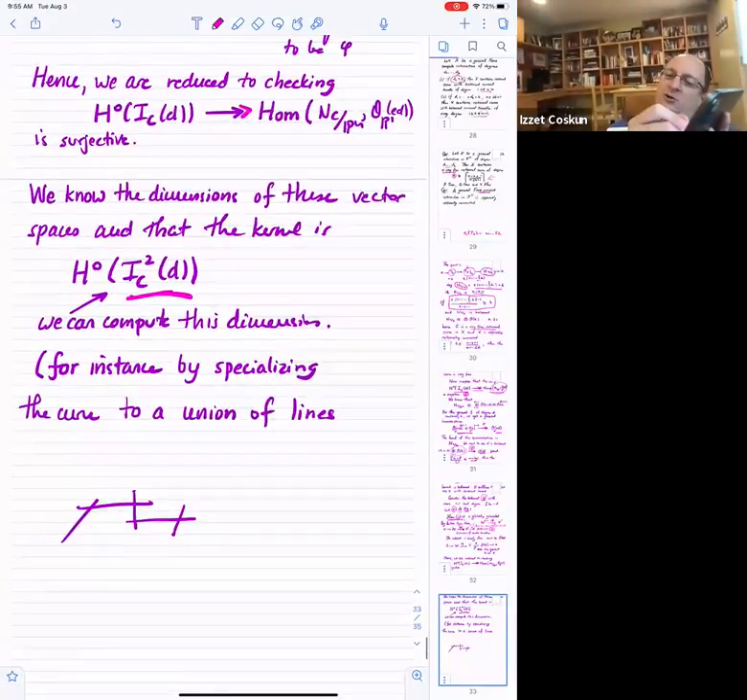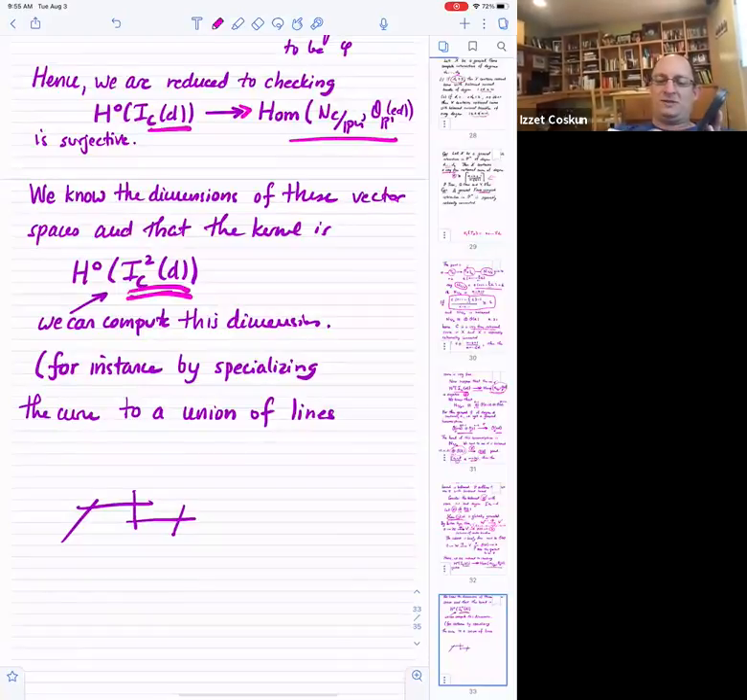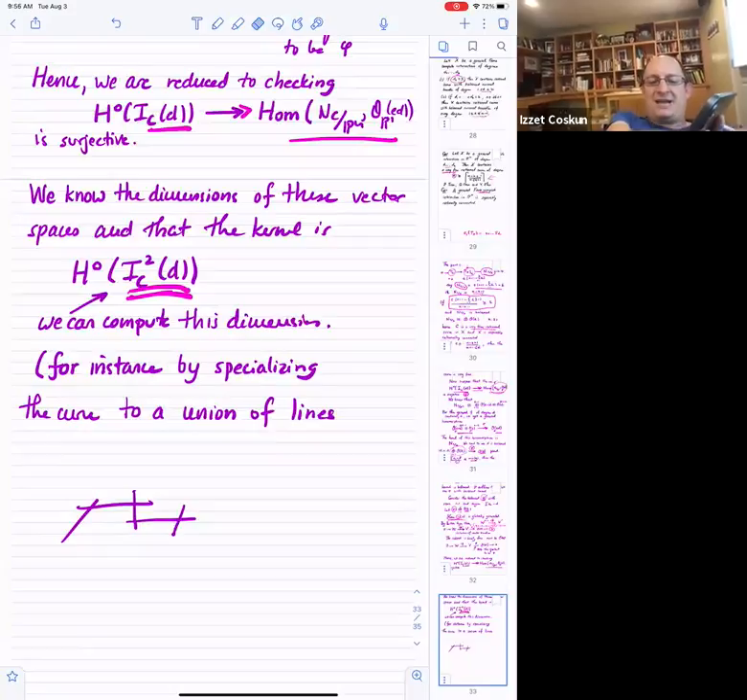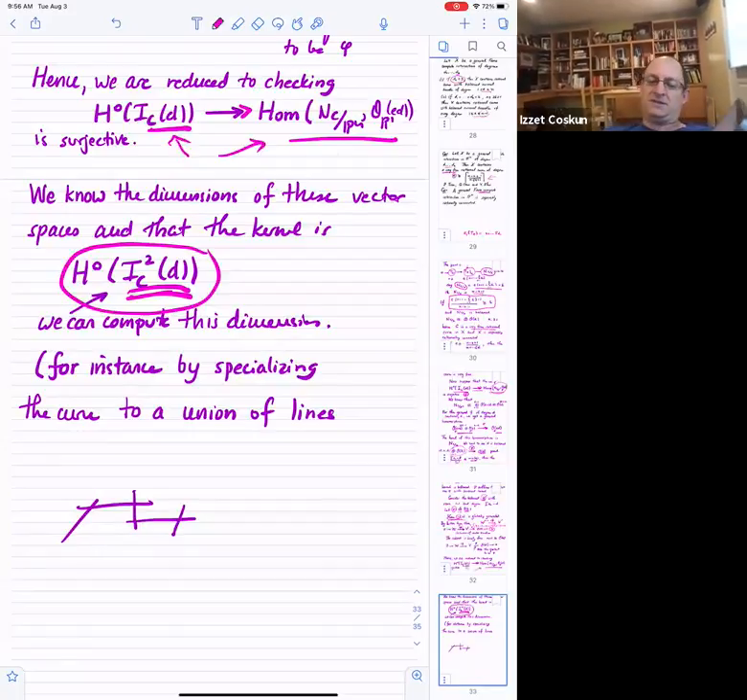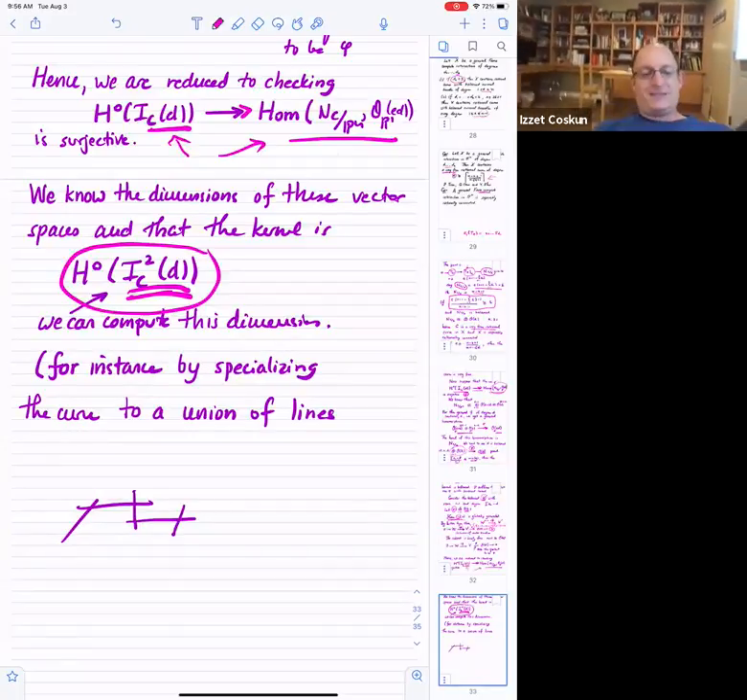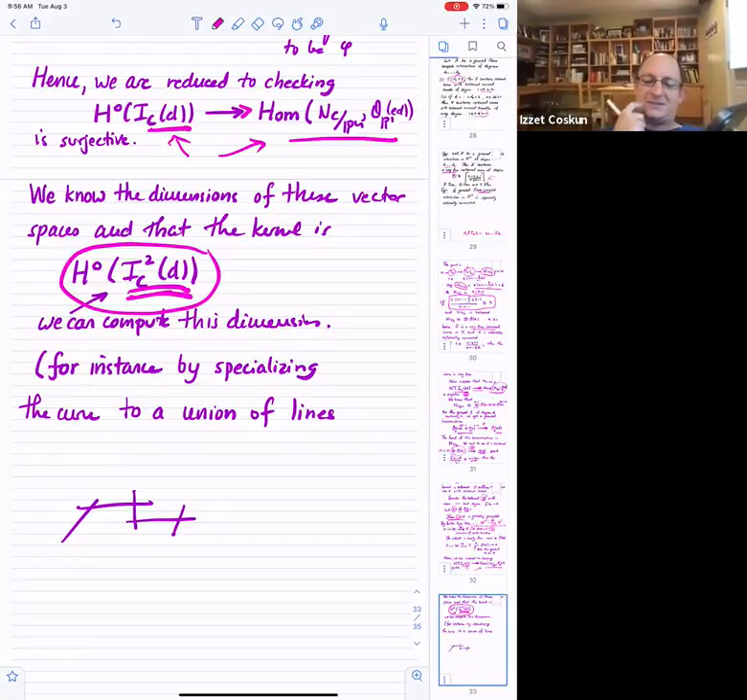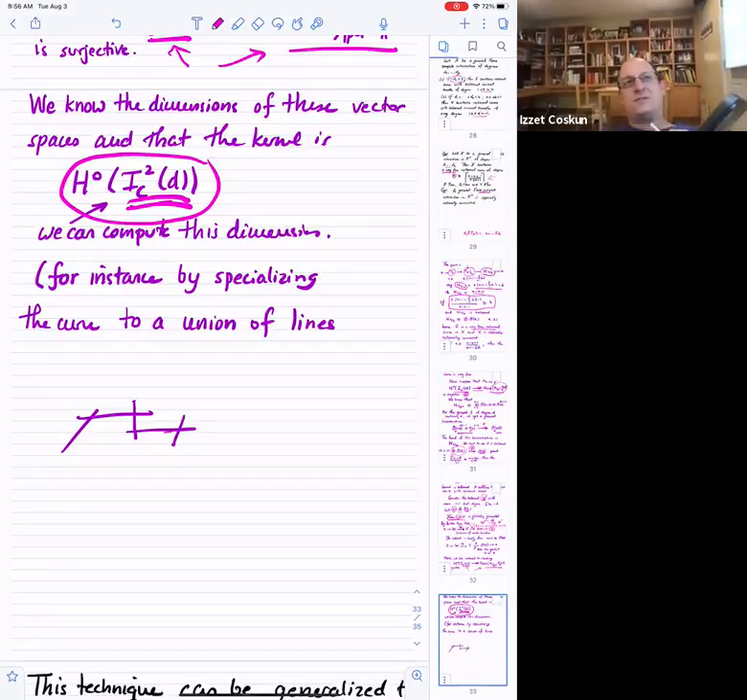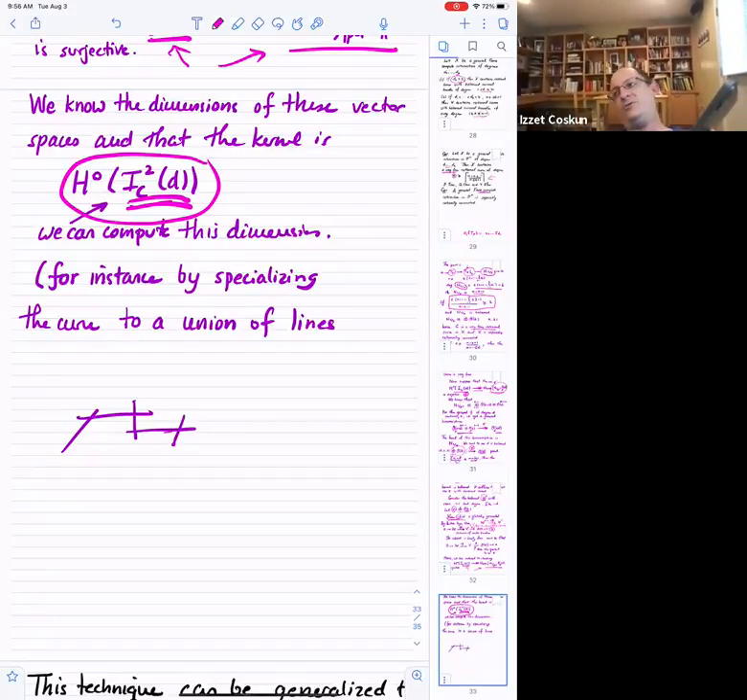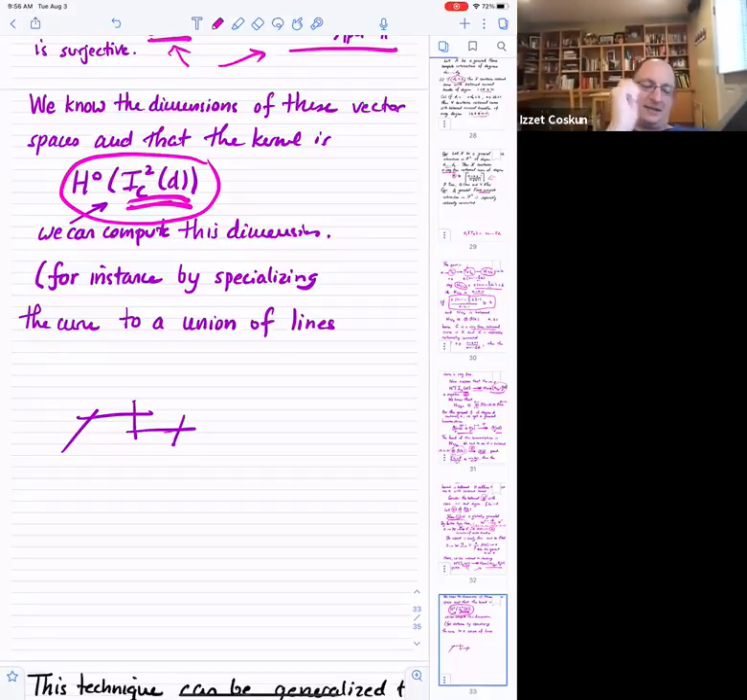In particular, I know this dimension, I know this dimension, and to say that this map is surjective means that this dimension is the difference. It means that the dimension of this vector space is the same as the dimension of the differences of these vector spaces, right? Because this is the kernel. And you can compute this dimension and see that it's surjective. There are various ways of doing it. One way is that you can specialize the curve, for instance, to a union of lines and ask what are hypersurfaces of degree D that are double along these lines, and count. So there are many ways of doing this, and you see that this is the expected dimension.